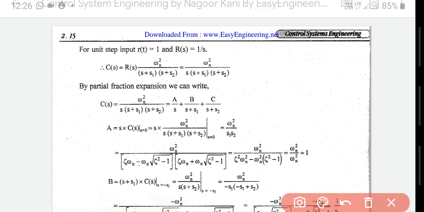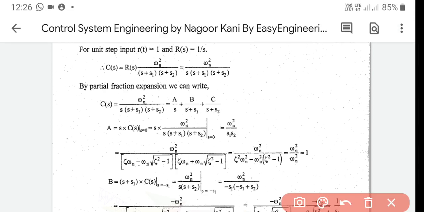So directly the residues can be found out. How are you going to calculate a residue? A is equal to s into C of s by letting s is equal to 0. Substitute the C of s value, and by letting s is equal to 0, finally you obtain omega n square by s1 into s2 as a residue.